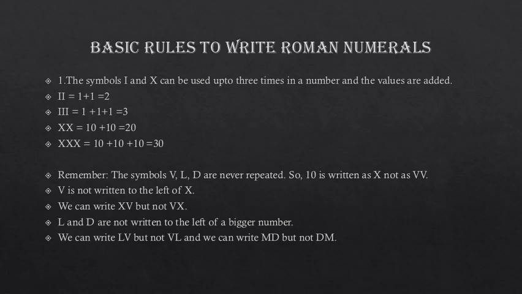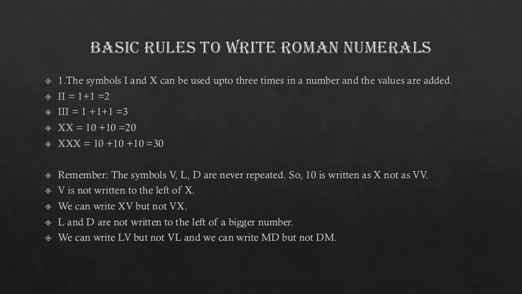Now children, look, we'll see one example. You can see 2. You all know that I is equal to 1. So here it is double I, that is 1 plus 1 equals 2. So whenever you have to write 2 in Roman numerals, you write II, right?